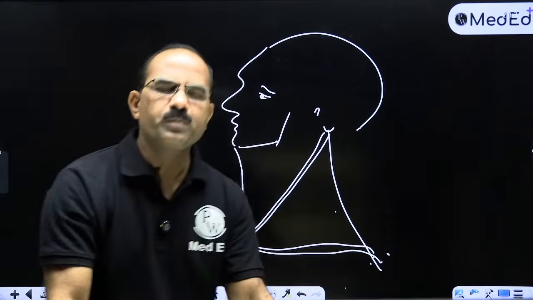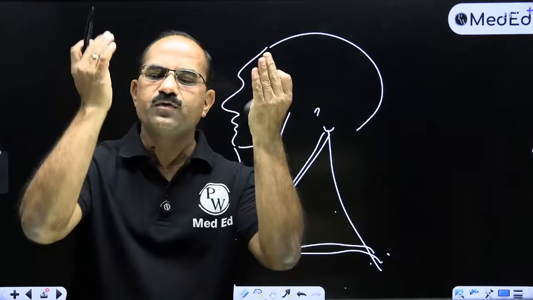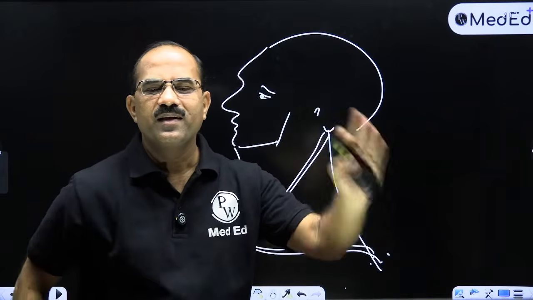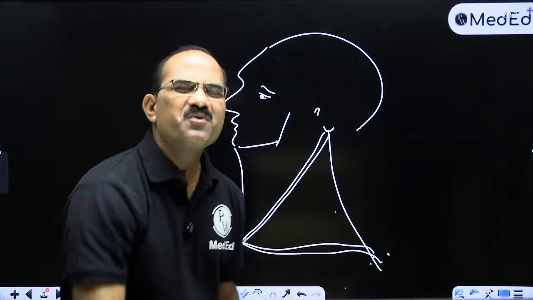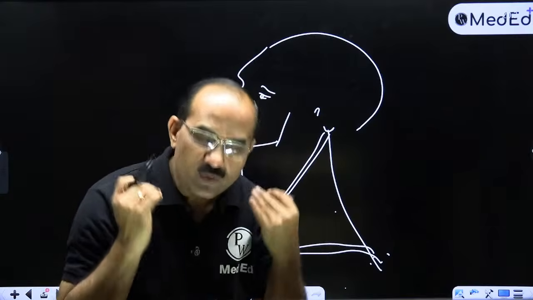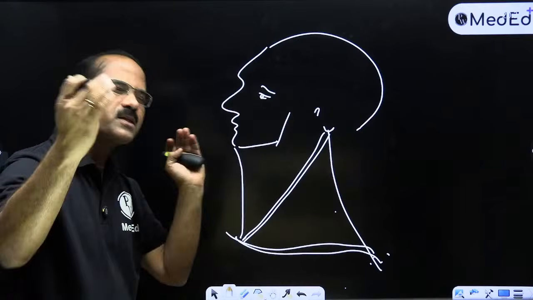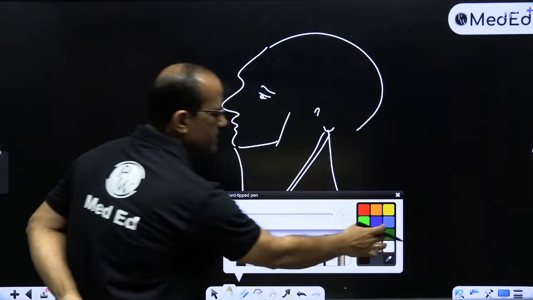Okay, I start. The floor of the posterior triangle from above downwards. I'll talk in English. The floor of the posterior triangle from above downwards is formed by the following muscles. Just try to understand. These muscles are new for you. You must not have heard these muscles.